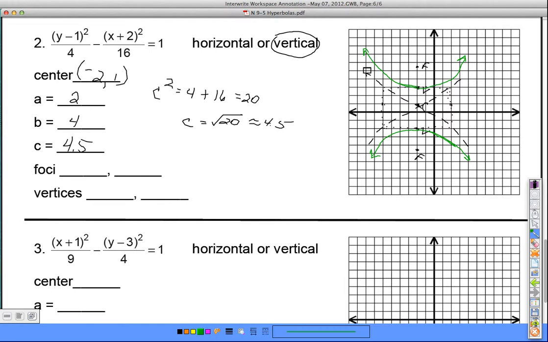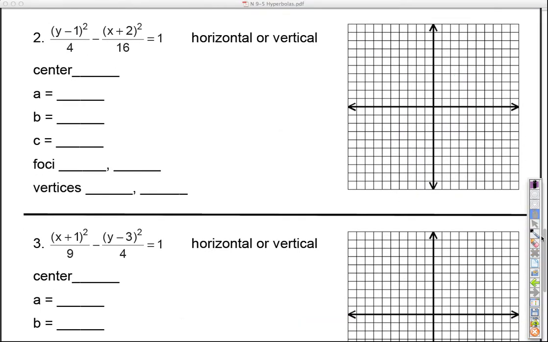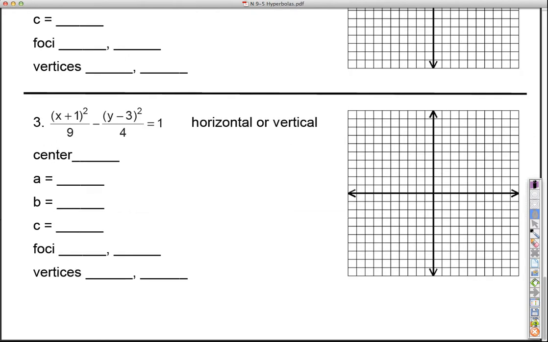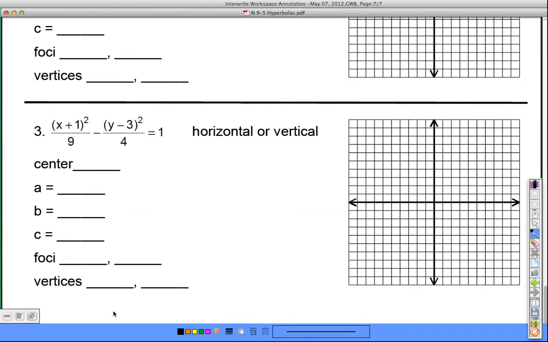Now we're going to do our last example. I'm going to go back and get black again. I'm going to change it to the mouse so I can pull down to my last example. All right. What is this one? Is it vertical or horizontal?